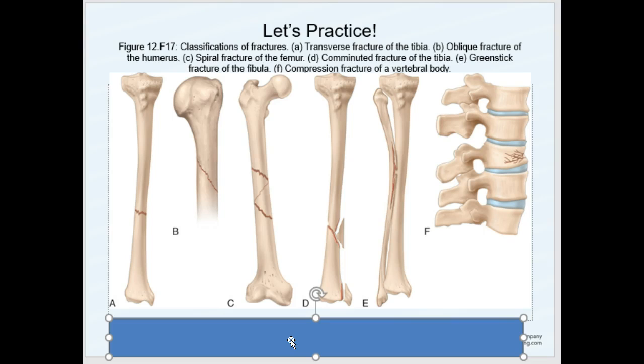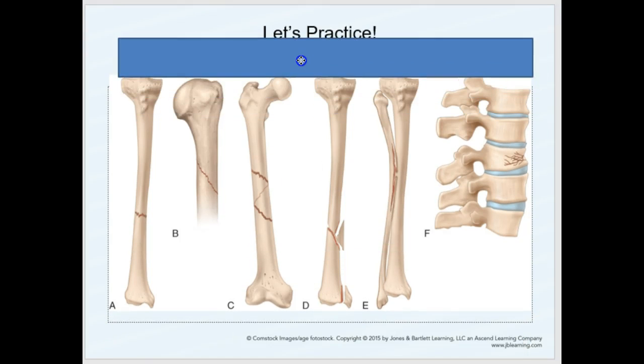And, oh, that was E. I apologize. I think I said D. F is a compression fracture of the vertebral body. And you could see what happens in that front part of the vertebral body. Lots of fractures.